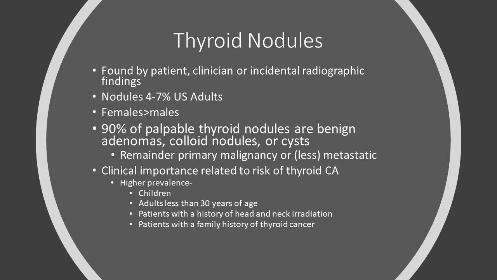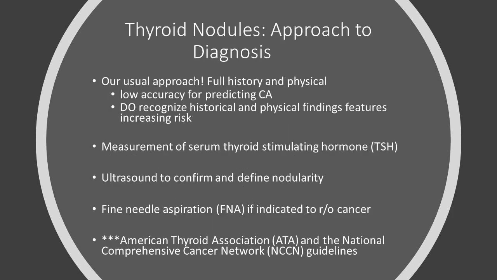You're going to have a higher prevalence of these things being malignant in children or patients that had a previous history of head and neck or even chest irradiation. Family history is present, young adults, unfortunately. So again, usual approach on history and physical.